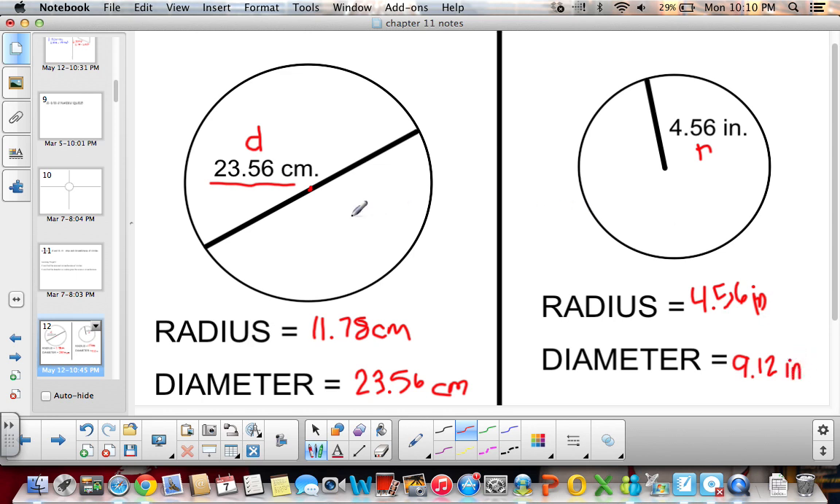So very important to remember, if you want to write this down, feel free. Diameter is all the way across, radius is half. So we can remember diameter is the same as 2 times the radius, and the radius is the same as half of the diameter.